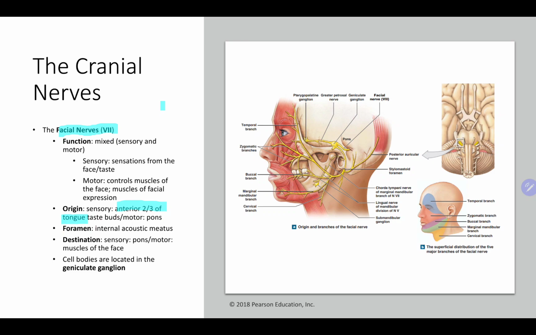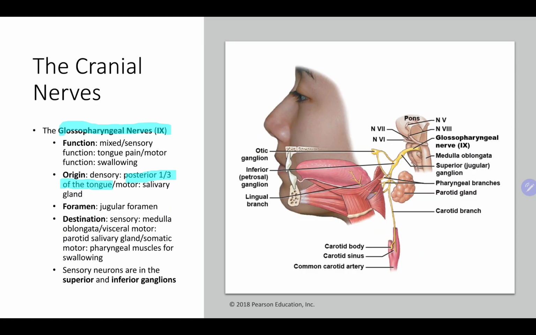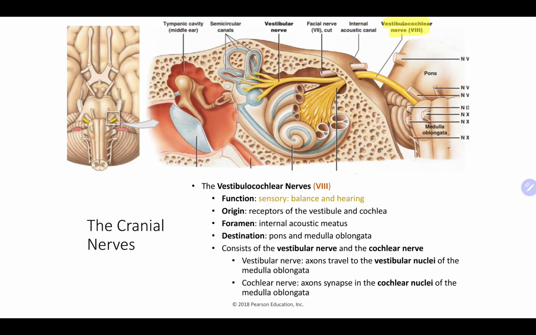And remember, that's going to be important specifically in the anterior 2/3 portion of the tongue. The anterior 2/3 portion of the tongue. We also have cranial nerve 8. That's going to be the vestibulocochlear nerve. That's going to be for balance and hearing. Cranial nerve 8, the vestibulocochlear nerve, is for balance and hearing.